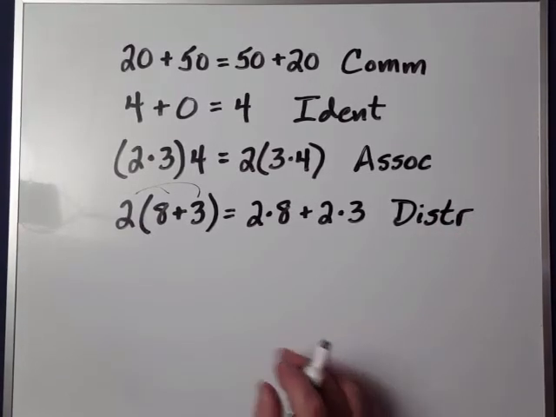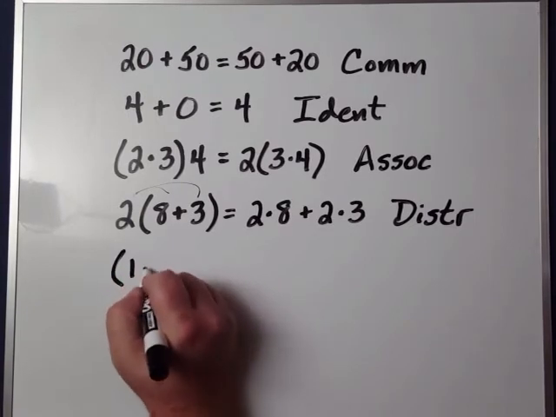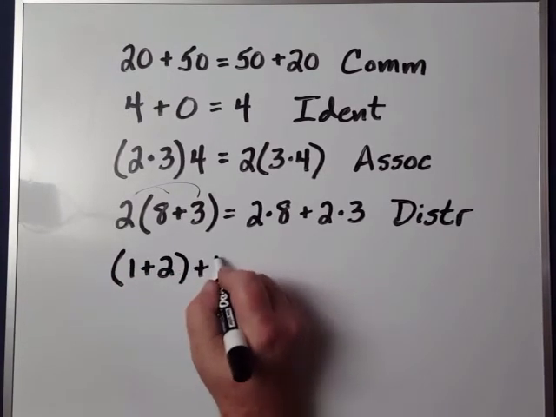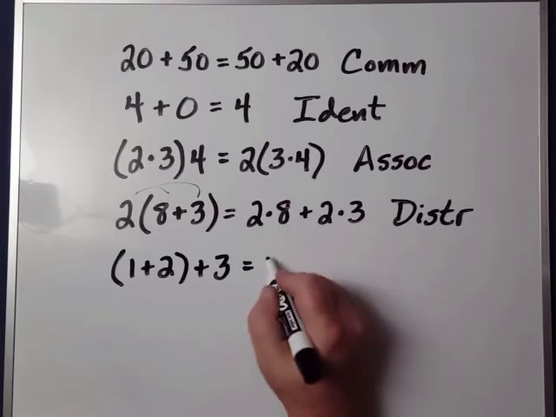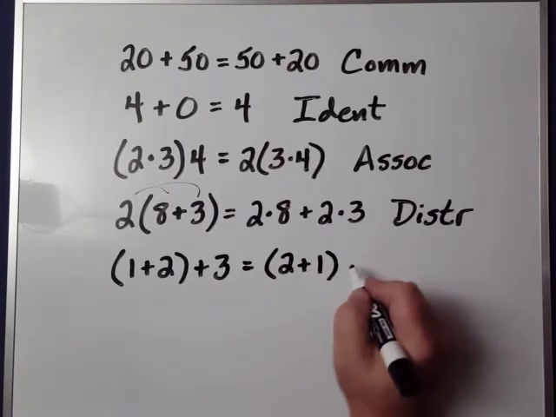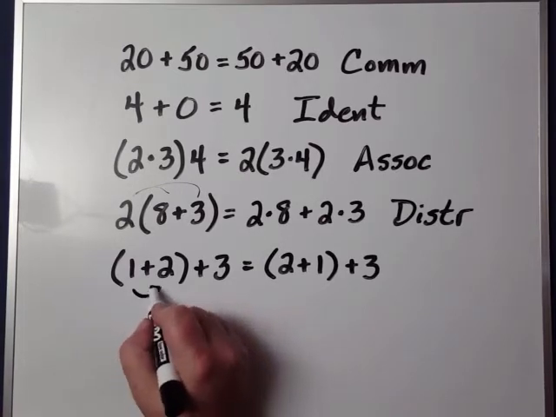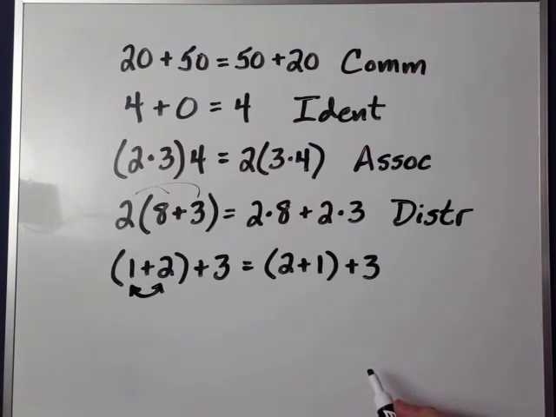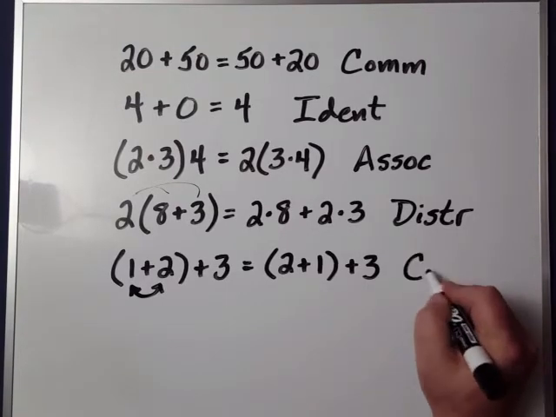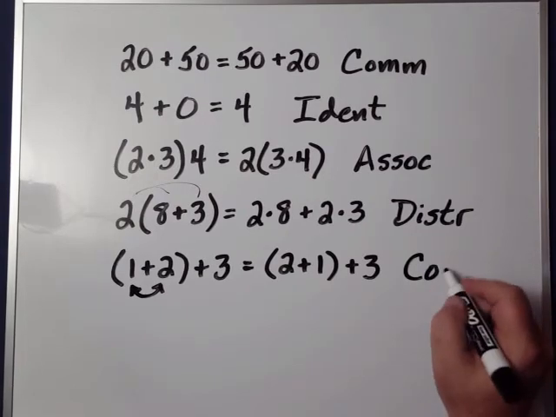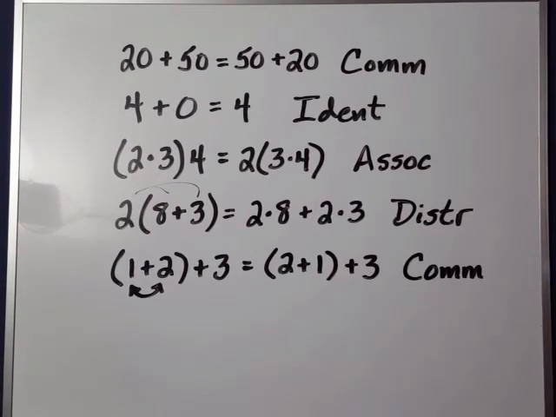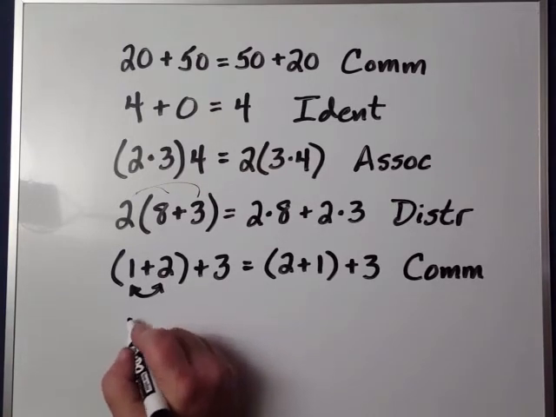Now be very careful. The quantity 1 plus 2, add 3, is equal to 2 plus 1, then add 3. What has changed from one side to the other? Did the grouping change? The grouping did not change. The only thing that changed is the order of these 2 addends in the parentheses. So we've commuted those 2 terms with respect to addition. So that's commutative.